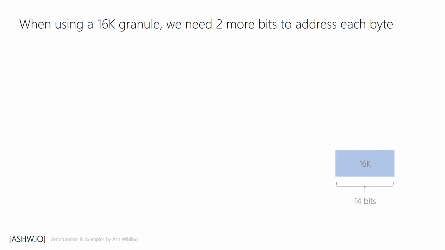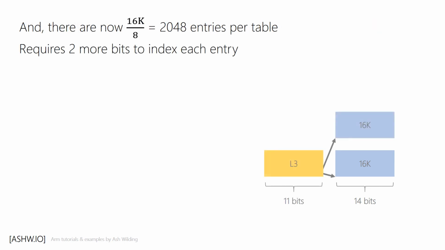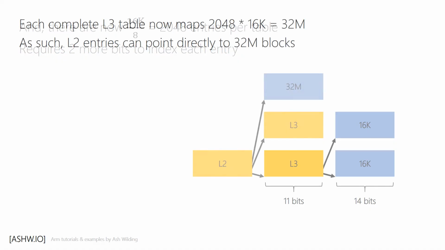Now, when using a 16K granule, we need 2 more bits to address each byte in a 16K block, compared to when we had a 4K block. Also, the rule that a translation table occupies 1 granule of memory still applies, but our granule is now 16K. This means that there are 2048 entries per table instead of 512. So again, we need 2 more bits of our virtual address just to index into our tables.